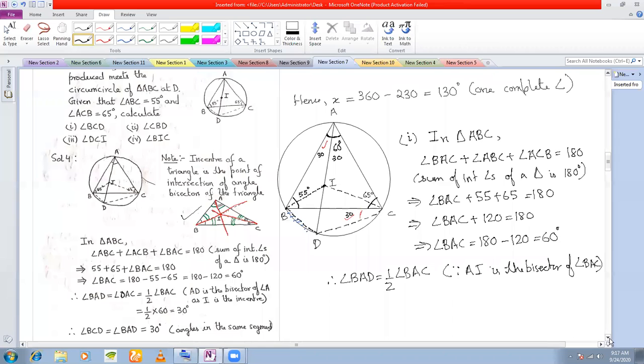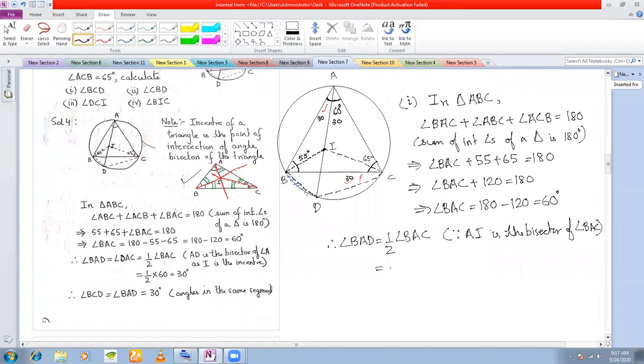From the definition of incenter, this is half into 60, which is 30 degree. And therefore, what is the angle that we need to calculate? The ticked angle. Here, angle BCD we need to calculate. Therefore, angle BCD must be equal to angle BAD, equal to 30 degree. And what is the reason? Angles on the same segment are equal.